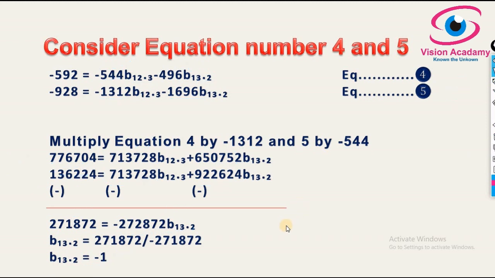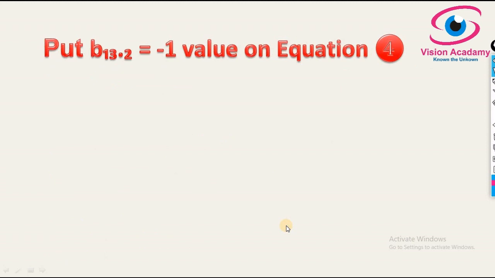So then let us put B13.2 is equal to minus 1, the value, into equation number 4, so that we can derive another value, because in equations 4 and 5 we have three values only. We have cancelled one value in each of equations 4 and 5. That is why we are not considering equations 1, 2, 3. Okay, so we will place that value.